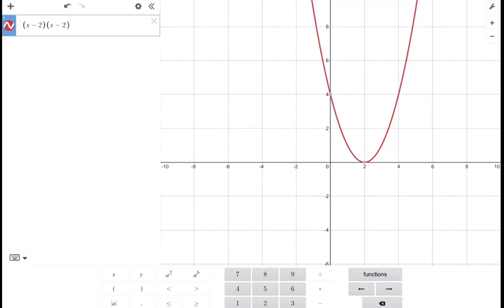So since we're doing this all together, what would you like me to change? You want it to have the same vertex? Would you change the x? Here, let's see.